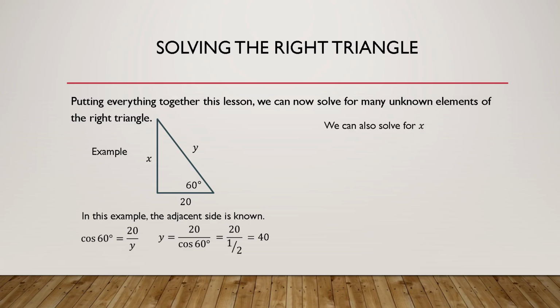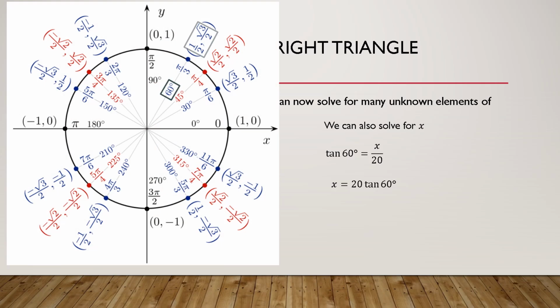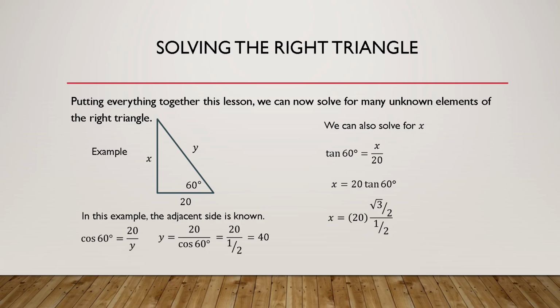We can also solve for x. Since tangent is the opposite over the adjacent, tangent 60 degrees is equal to x over 20. We solve for x so that x equals 20 times tangent 60 degrees. Again, we refer to our unit circle, which tells us that tangent 60 degrees equals square root of 3 over 2 over 1/2, which simplifies to square root of 3.